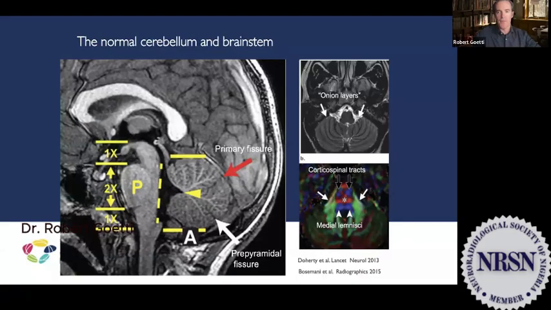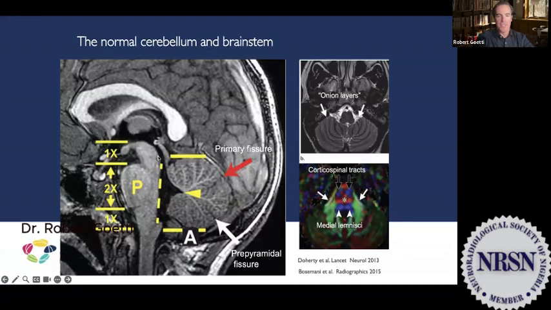So now that we've looked at the normal posterior fossa, we'll have a look at the normal brainstem and the normal cerebellum. When we look at the proportions of the brainstem, I find it's easiest to remember that the midbrain should be about half the height of the pons, and the medulla should also be about half the height of the pons. The actual exact value is about 1.8 rather than 2 times, but I think 2 is close enough for just sort of an eyeballing approach.